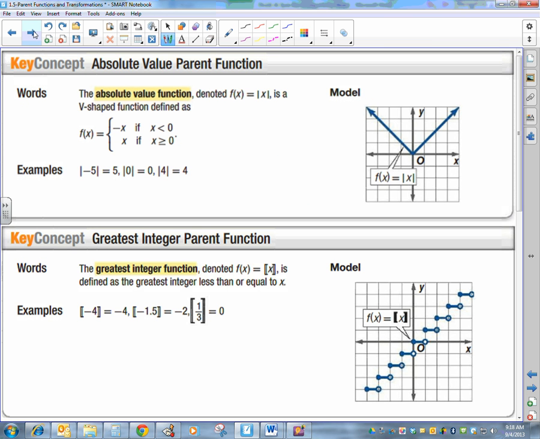All right, two more. We have the absolute value function and the greatest integer function. In the absolute value function, I think most of y'all will remember that it is your V shape, as you see on your graph.